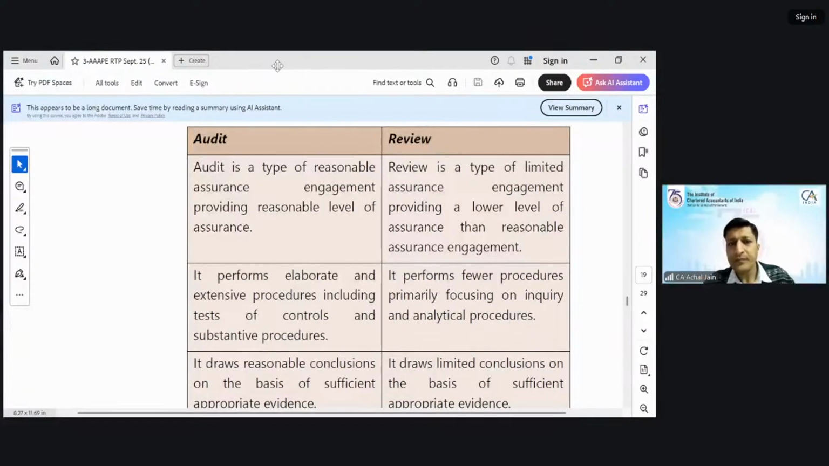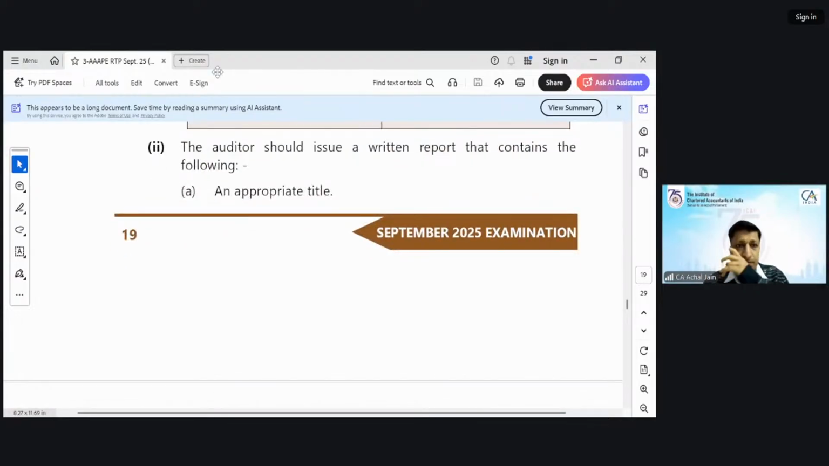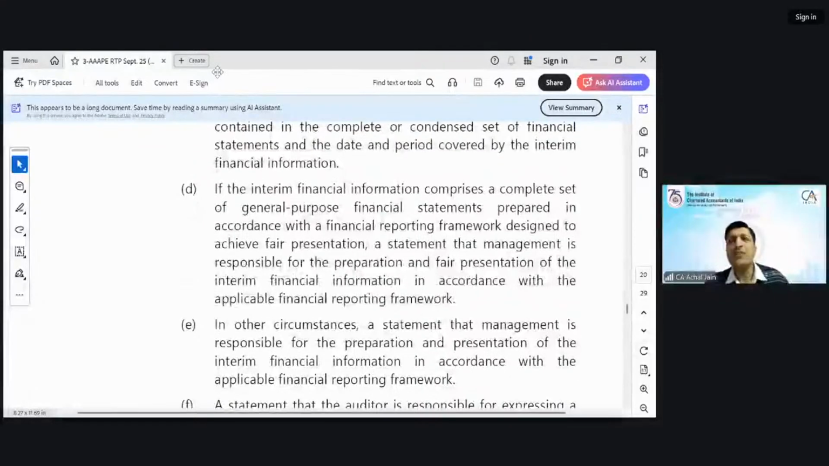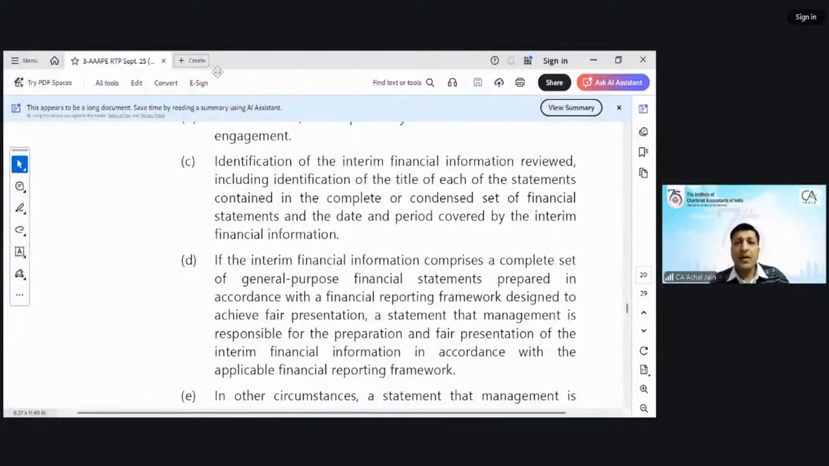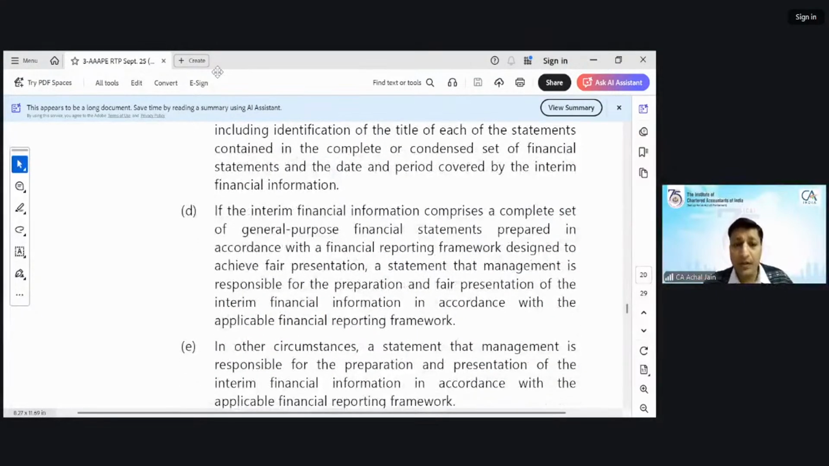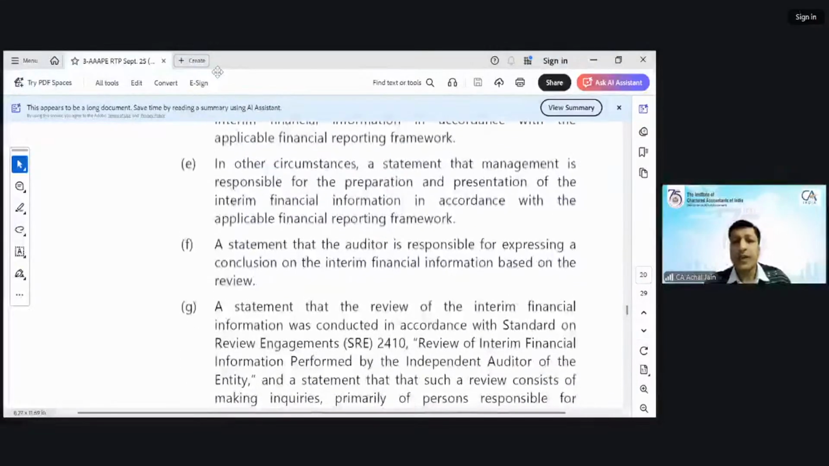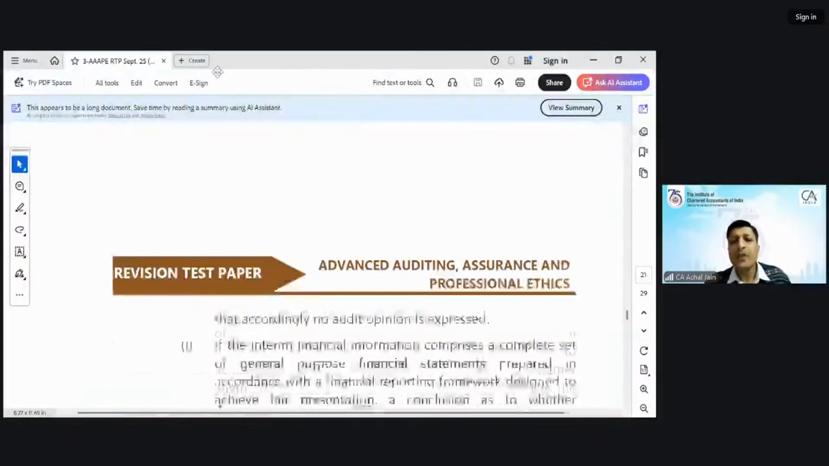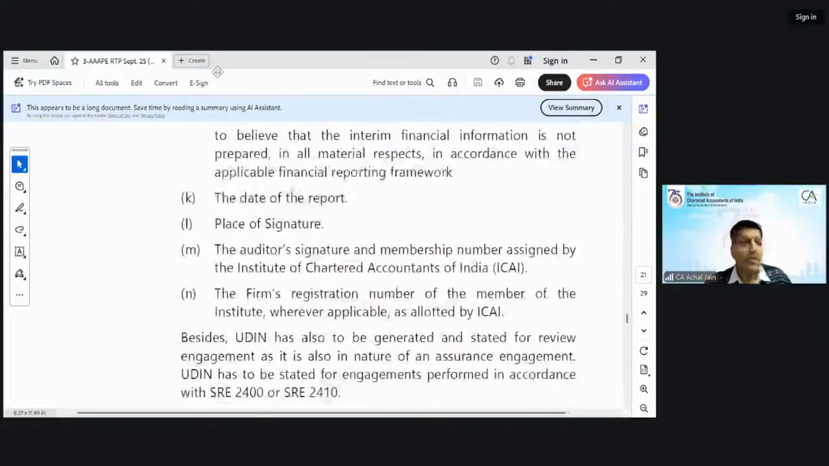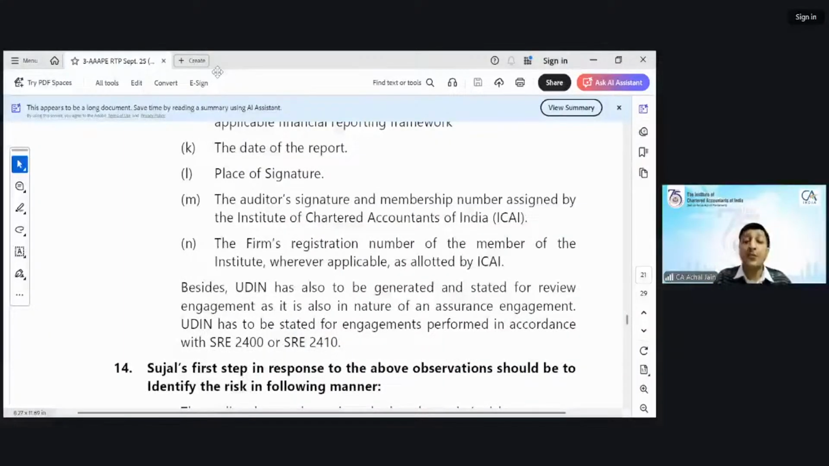Okay, so that's one. Number two, in this case, how should you provide the report? Various elements we just looked at. To begin with, you'll have title, addressee, then the interim financial information, that is the subject matter, whether complete set or interim. Management's responsibility, auditor's responsibility, statement that it's a review, and of course the conclusion. Then you sign it off. Now, because it's a review, which is an assurance engagement, will the UDIN be required? Answer is yes. Very clearly, yes. So UDIN has to be generated for sure.